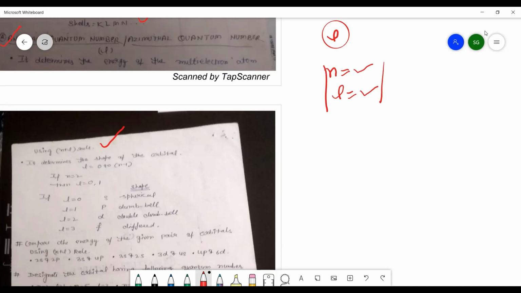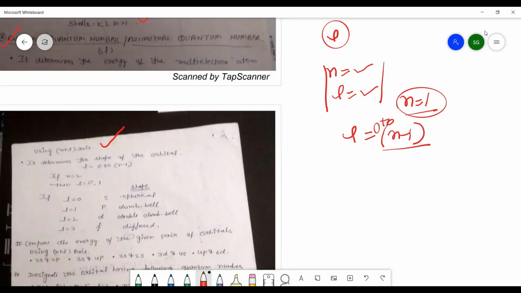Each shell consists of one or more subshells or sublevels, and the number of subshells in a particular principal shell is equal to the value of n. Suppose the first shell, n is equal to 1. We can identify the value of L by knowing the value of n. Look at this carefully, how we find its value. If we know n, we can find the value of L from 0 to n minus 1. In that manner, we can find the value of L.